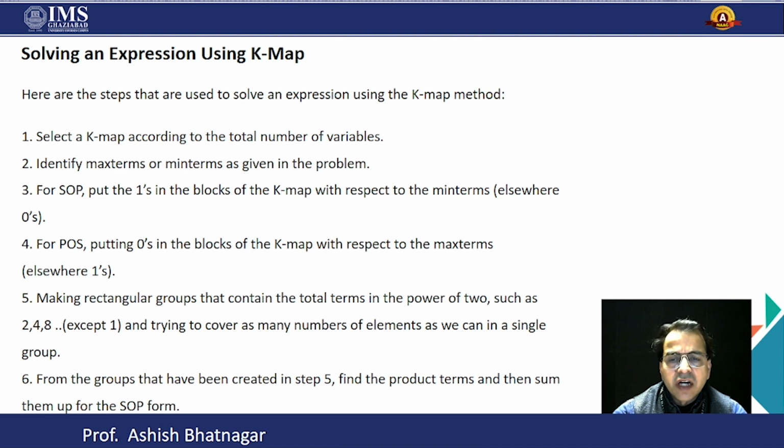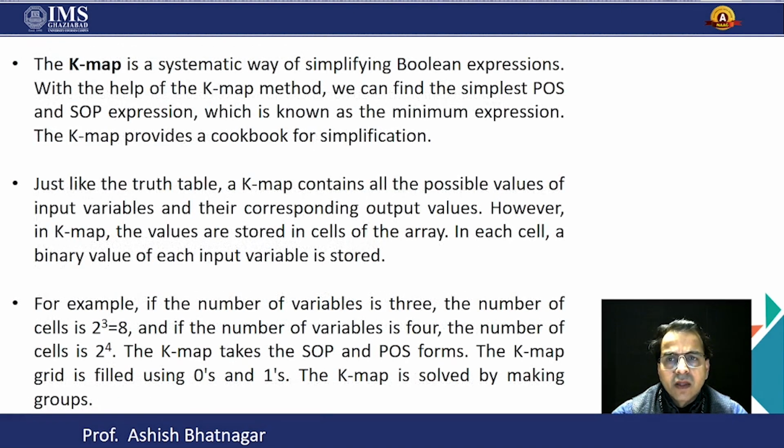From the groups created in the previous steps, in step 5 find the product terms and then sum them up for the SOP form. Similarly, we can convert the SOP form into the POS form. The K-map is a systematic way of simplifying Boolean expressions, as I already told you. With the help of K-map, we can find the simplest POS and SOP expressions, which are known as minimum expressions. The K-map provides a cookbook for simplifications.